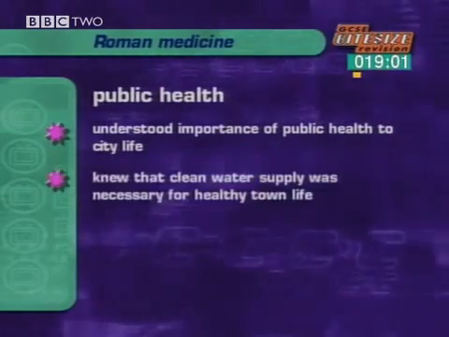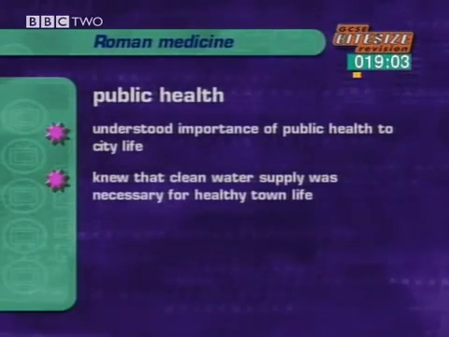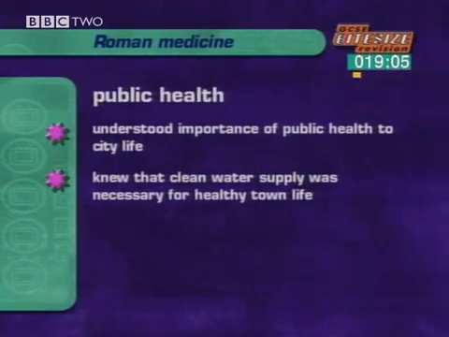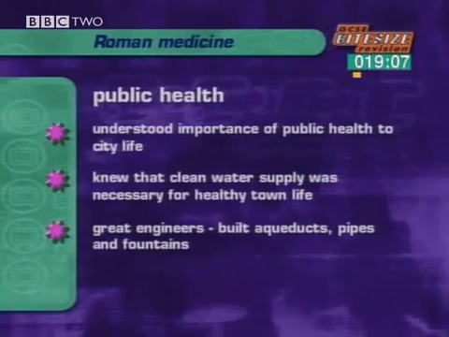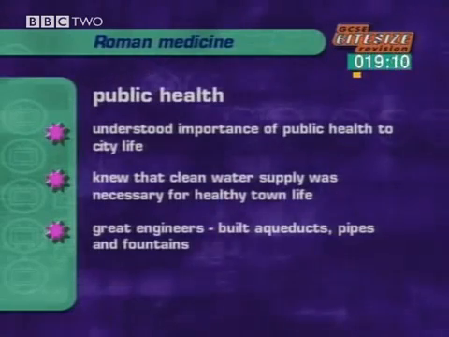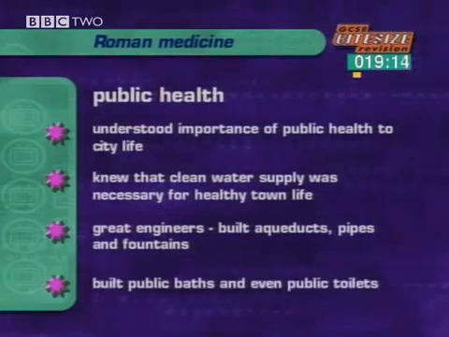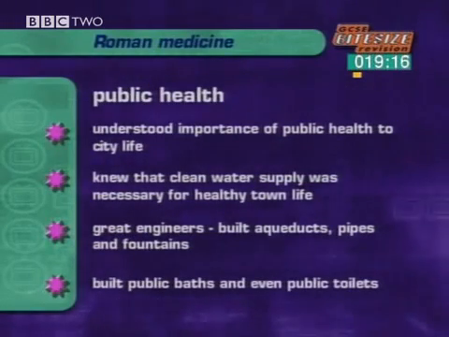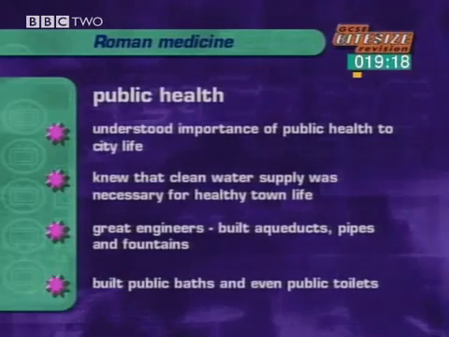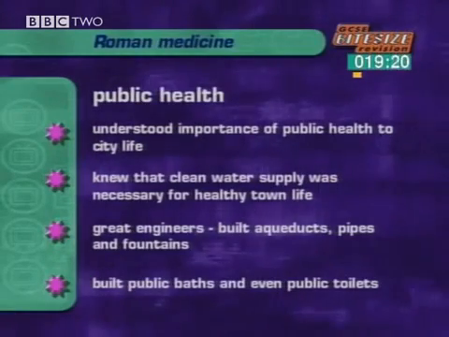For example, they knew that a clean water supply was necessary for a healthy town life. They were great engineers and built aqueducts, pipes and fountains to lead water from the mountain springs into the cities. Public baths were used for social relaxation as well as to keep clean. They even built public toilets flushed by running water.